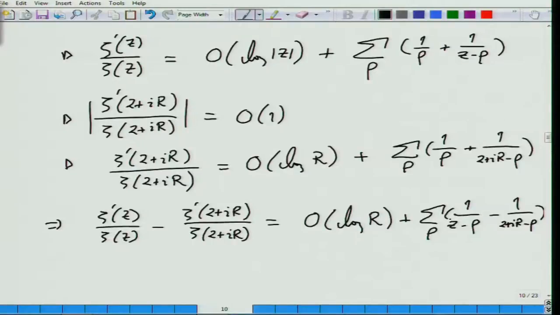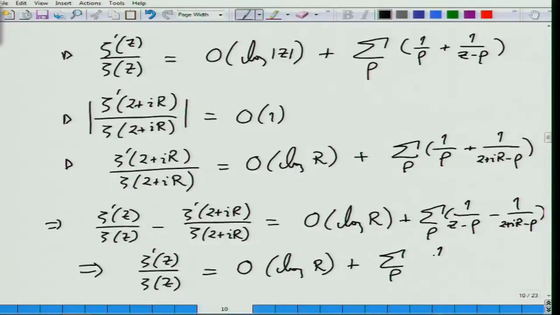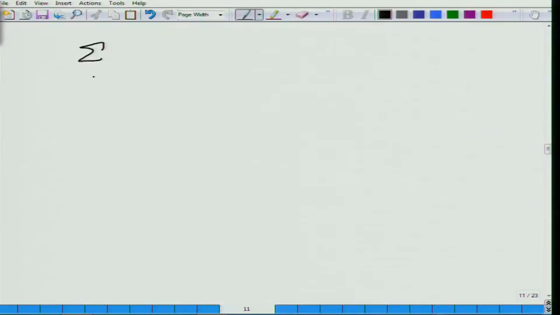this. And since we know that this is bounded, this is constant in absolute value, so this is equal to order log r plus, you can just bound this in absolute value. All right. So the problem now is to bound this quantity. So let us focus on this. Of course, we are looking at the absolute value here.